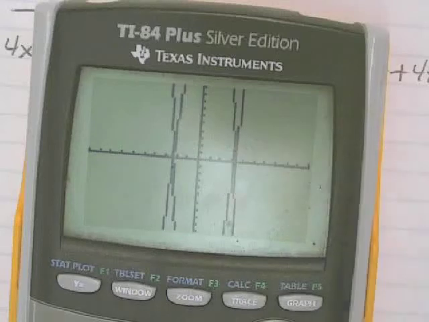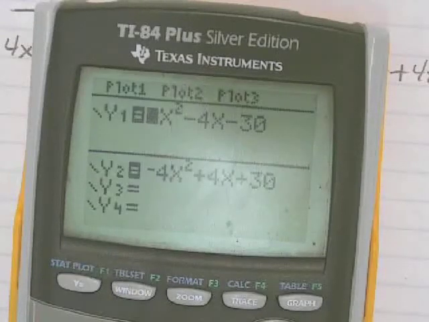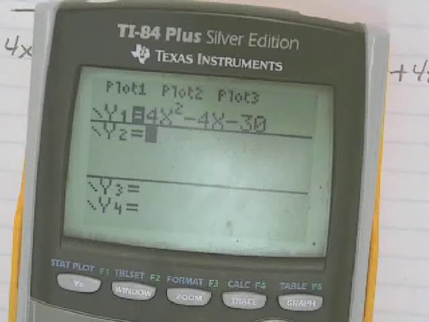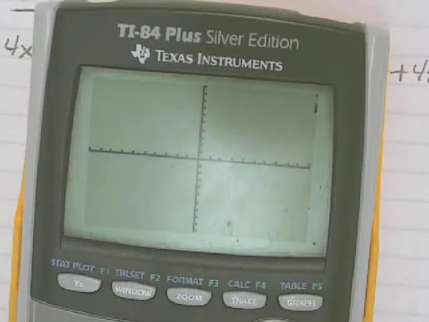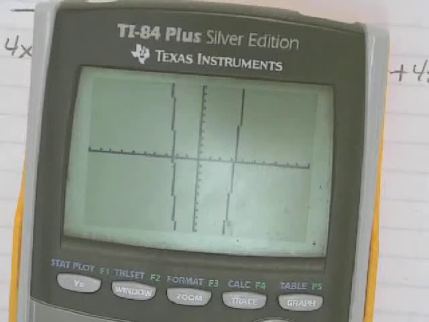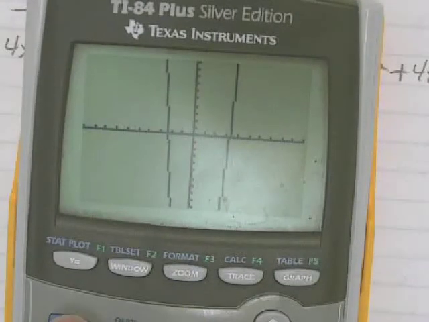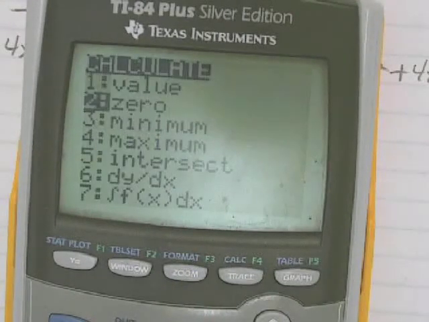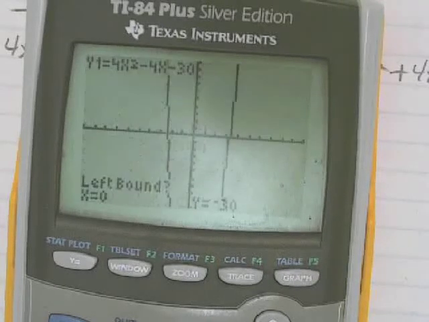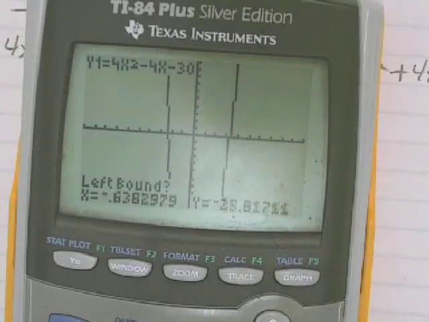So I'm going to delete this second one, and I'm going to graph this one and look at it. So it looks like it's negative 2.2 maybe and positive 3.3 or something. So what I'm going to do is hit second trace. I'm going to calculate the zero. Now this is a little confusing, but this is what you do. I move my cursor to the left-hand zero. When I see my flashing cursor right near the axis, I'm going to stop. That's about as close as I can get.